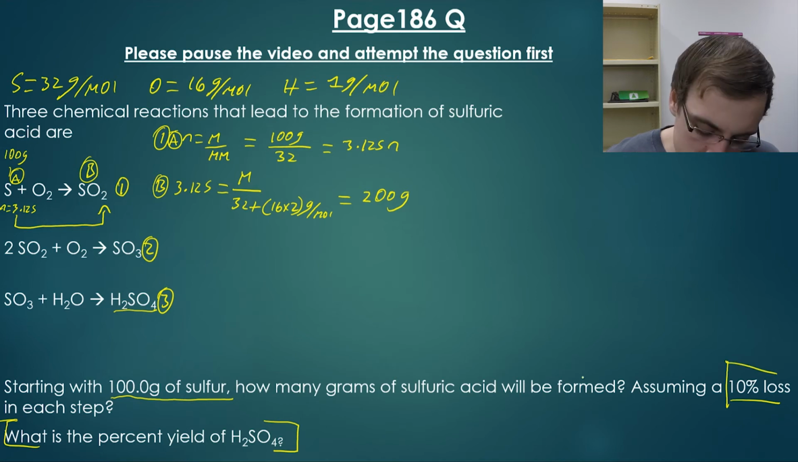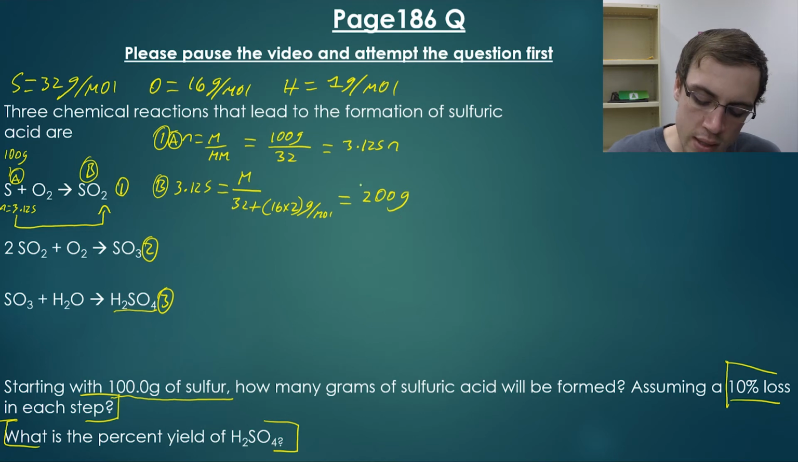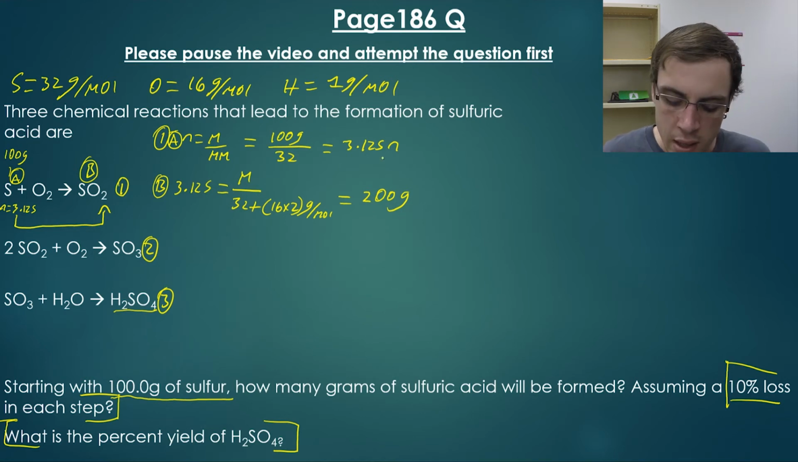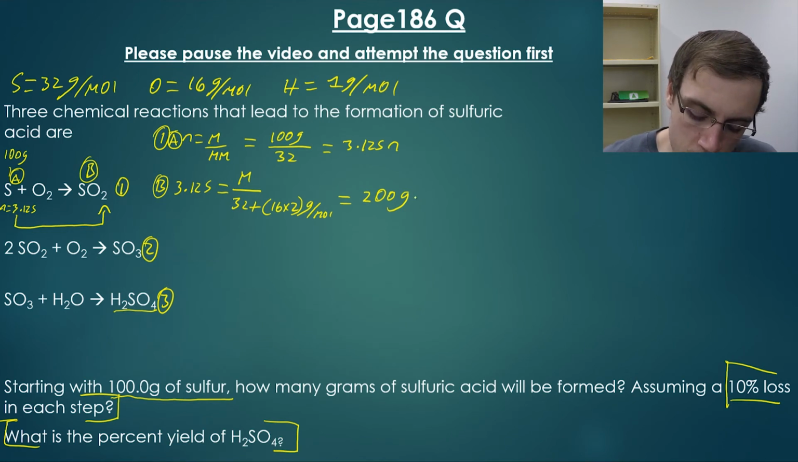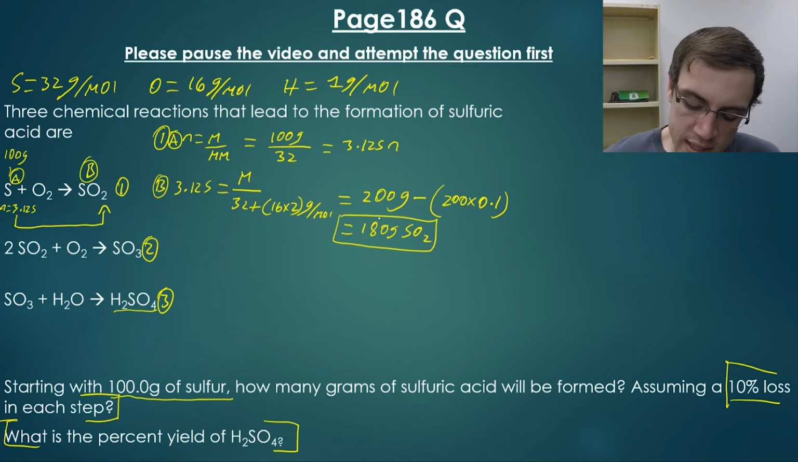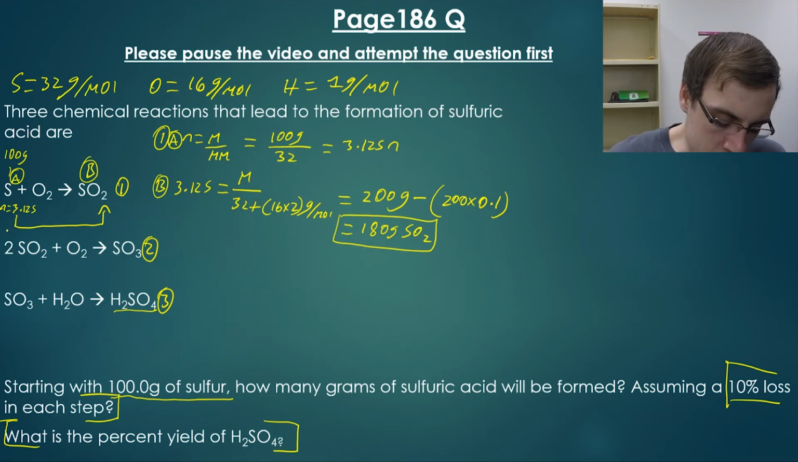It says assume a 10% loss in each step. So what I'm going to do is I'm going to look at this and go, okay, this is our final calculated maximum amount of product, our theoretical yield. But it says we got to assume a 10% loss. So I'm going to minus 200 times 0.1. That gives us a total of 180 grams of SO2. So we can use this mass now to feed into here.